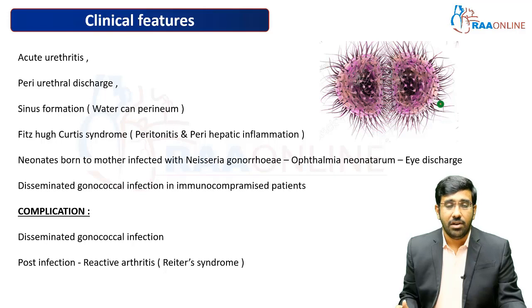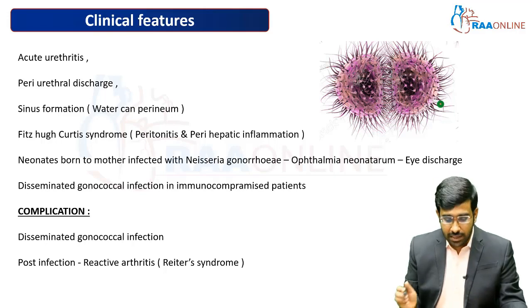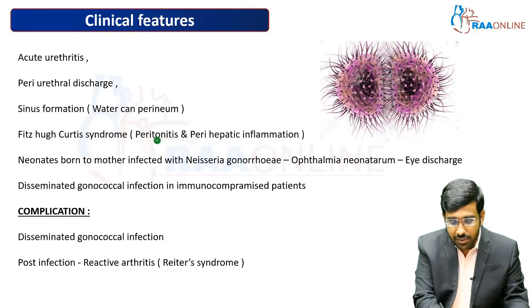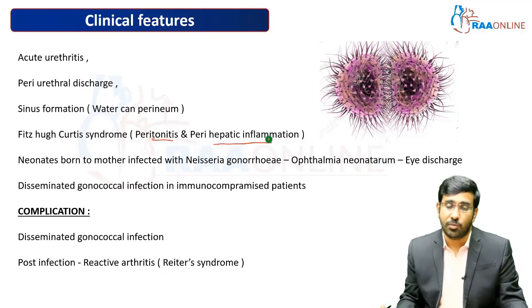So there is a terminology called Fitz-Hugh-Curtis syndrome, which is seen in patients who suffer from infection like Neisseria gonorrhoeae or gonococcal infection. Here the patient is going to have peritonitis along with perihepatic inflammation. Both of these conditions combine to form the syndrome called Fitz-Hugh-Curtis syndrome.